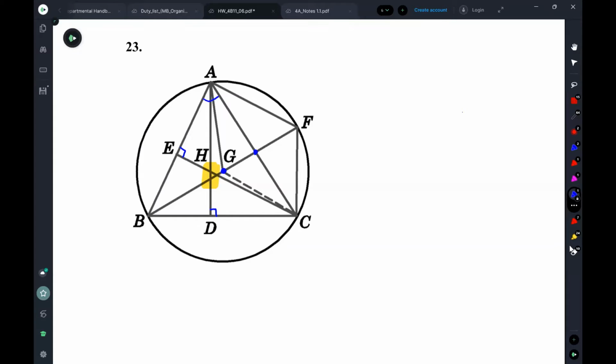Now, some students may say, isn't BGF the perpendicular bisector of AC? I say no. We know that G is the circumcenter, which lies on the intersection of 3 perpendicular bisectors. But inside this figure, the 3 perpendicular bisectors are not joined. We don't know where they are. Also, perpendicular bisectors do not pass through any of the vertices of the triangle, which means BGF is not the perpendicular bisector. So this angle is not 90 degrees. A lot of students made a mistake because they think this is 90 degrees.